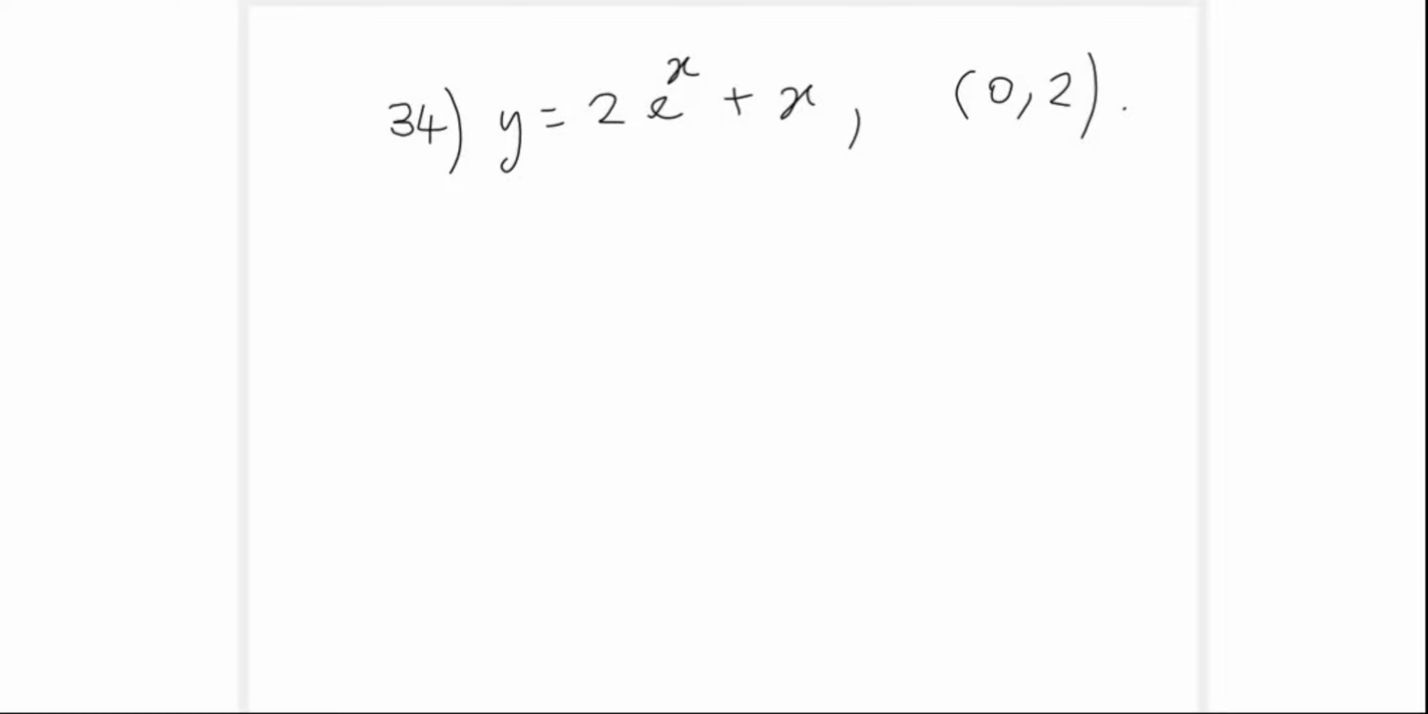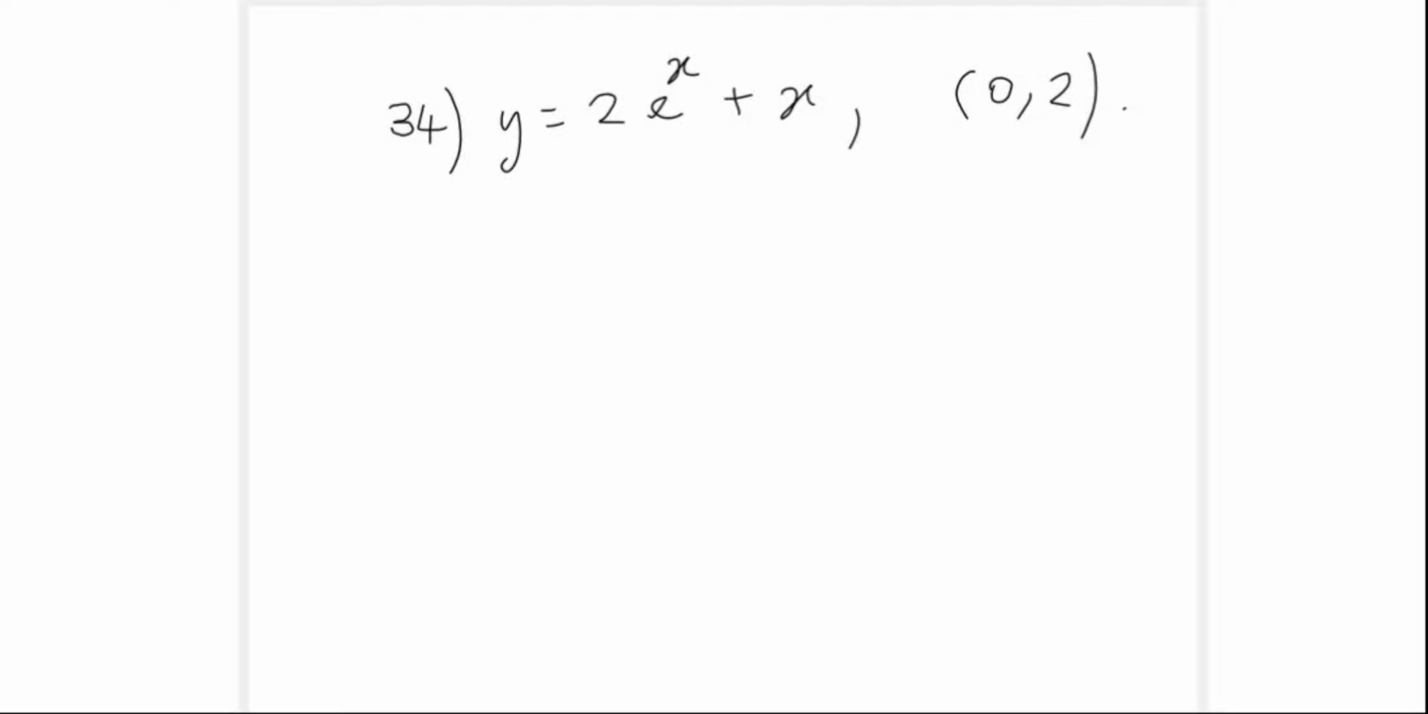In this video, we are going to discuss number 34 of exercise 3.1. So we still are on exercise 3.1. Now we're discussing number 34 of this exercise. We are given the equation of a curve, y is equal to 2 times e to the power of x plus x. And we are given a point, 0, 2: x coordinate 0, y coordinate 2. They ask us to find the equation of the tangent line to this given curve at this given point.